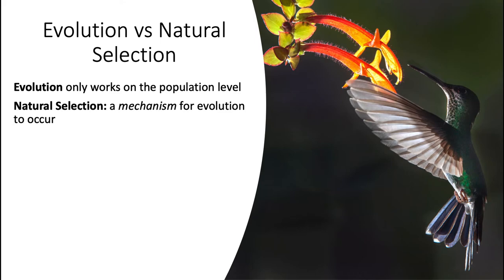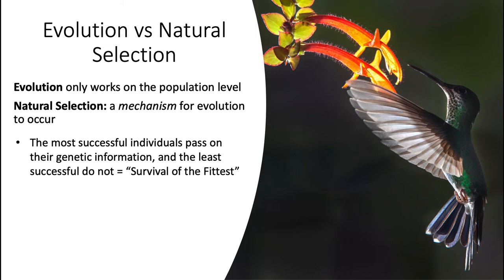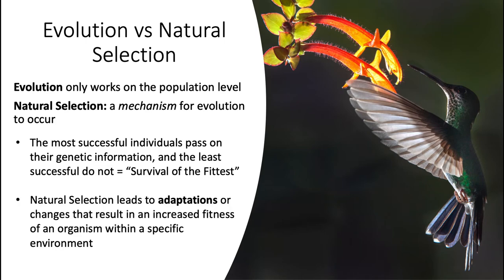Now, natural selection is a mechanism for evolution to occur. So the most successful individuals are going to pass their genetic information on. The least successful ones do not. So we pretty much just term this as survival of the fittest. Natural selection does lead to adaptations, so that way an organism can survive better in its environment, right? So for example, in this image to the right, we have a hummingbird who has adapted a longer beak in order to fit into tube-shaped flowers to receive a nectar reward.